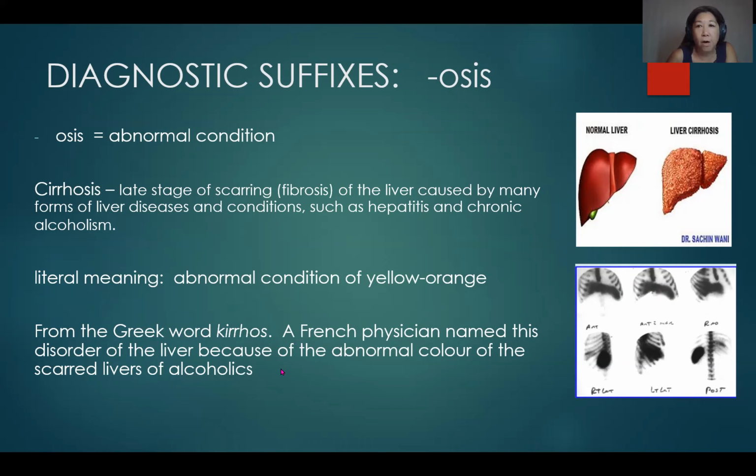alcoholics at autopsy. So as you can see in this diagram, a normal liver is kind of like a dark red, almost burgundy brown color. And the liver in a person with cirrhosis, you can see, is kind of a yellowy orange color.